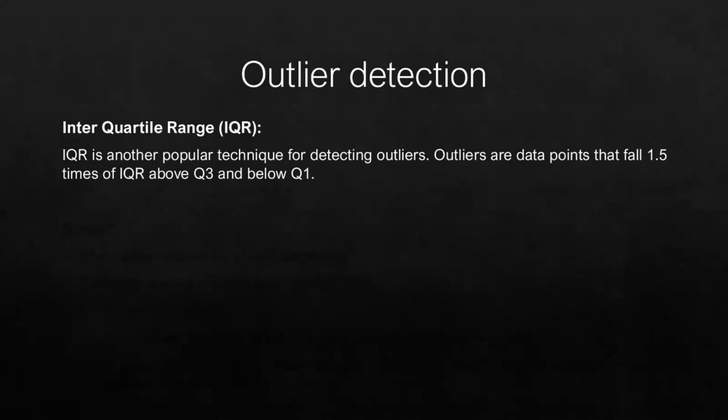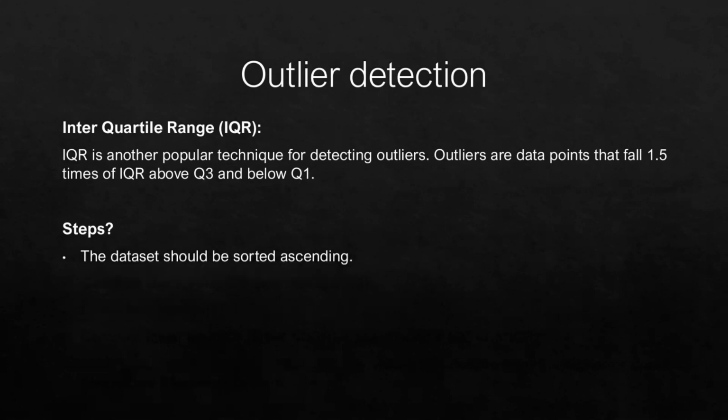interquartile range. IQR is another popular technique for detecting outliers. Outliers are data points that fall 1.5 times of IQR above Q3 and below Q1. So what are the steps for detection of outliers using this technique?